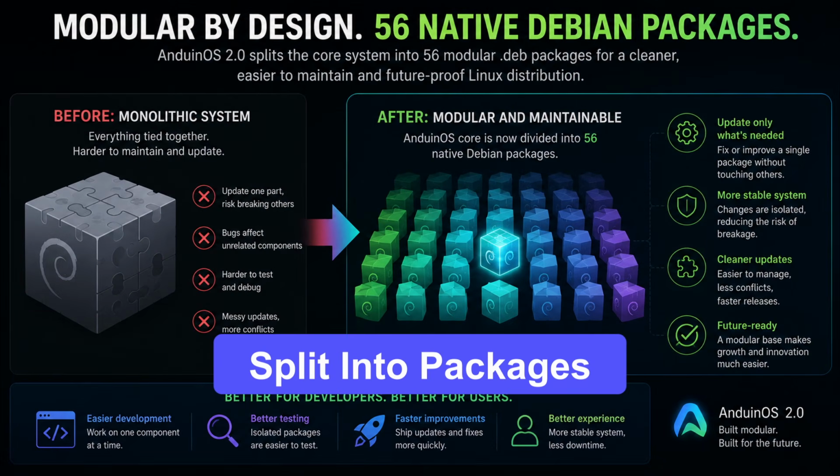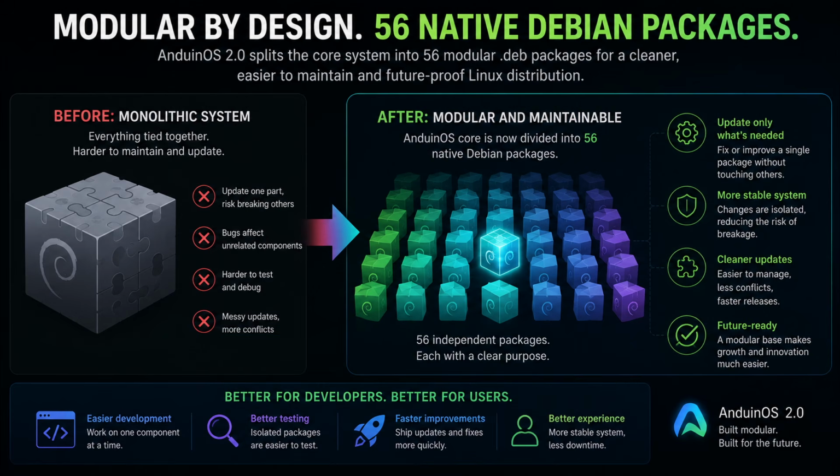Another important improvement is that the AnduinOS core has been divided into 56 separate native Debian packages. This modular design makes the distribution easier to maintain. If one component needs an update or a fix, the developers can update only that specific package instead of touching unrelated parts of the operating system. This also makes future updates cleaner and easier to manage.